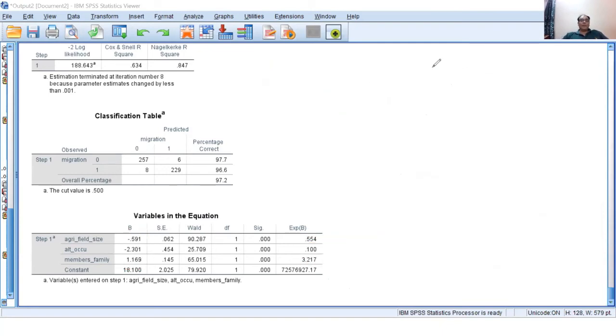Another thing: if I want to know which variable is having the highest impact on the migration, I have to check the Wald statistic. The Wald statistic tells me the agriculture field size is having the highest impact, followed by the members in the family and alternative occupation. So the higher the Wald statistic, the higher the impact, and the impact is significant, we can see here. Now how to find out the probability, I am showing you in the Excel file. But let me move one by one.